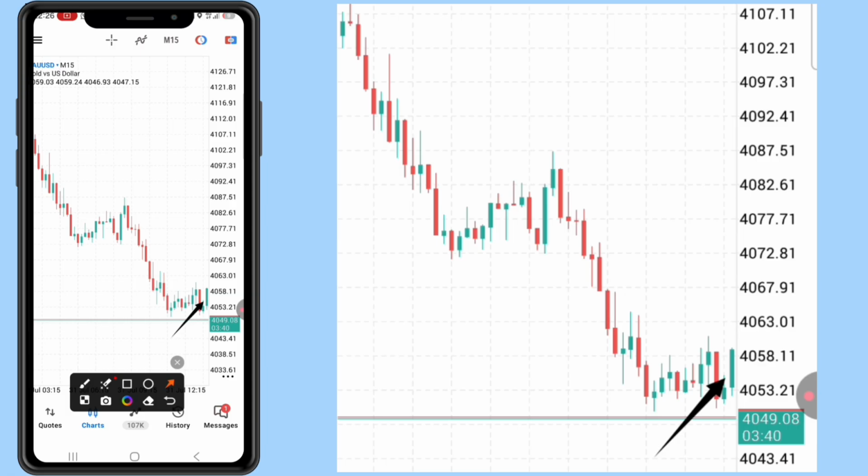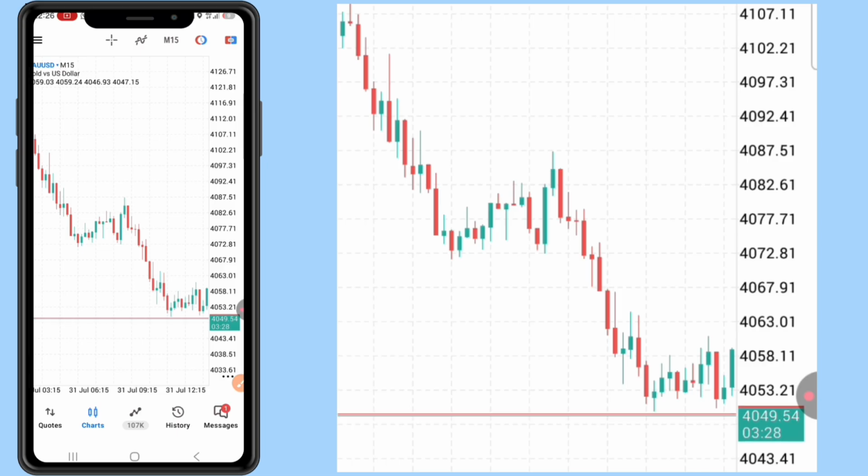So before you enter the market, if you're following my strategy, first and foremost, we are going to go for the moving average, since the video is talking about the moving average and the support and resistance. So first, let's go to the moving average. How do you add the moving average?